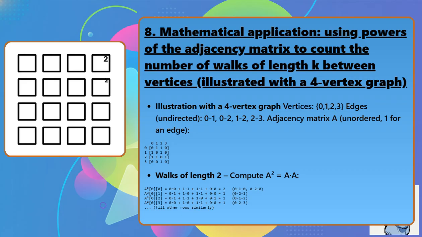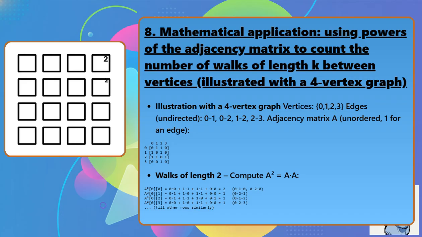The entry A squared sub 0,0 equals 0 times 0 plus 1 times 1 plus 1 times 1 plus 0 times 0 equals 2, representing the walks 0 to 1 to 0 and 0 to 2 to 0. The entry A squared sub 0,1 equals 0 times 1 plus 1 times 0 plus 1 times 1 plus 0 times 0 equals 1, representing the walk 0 to 2 to 1.